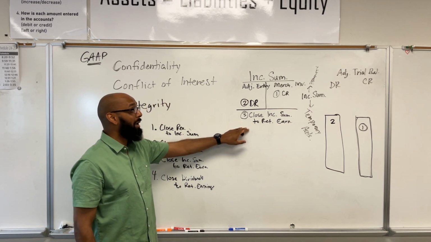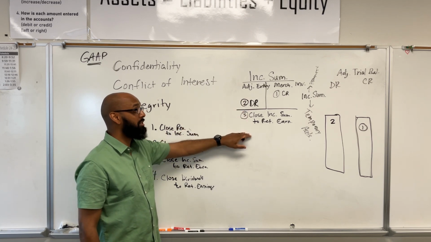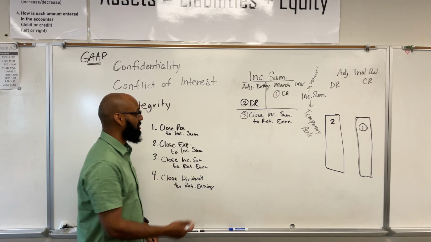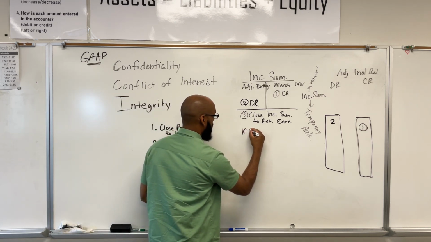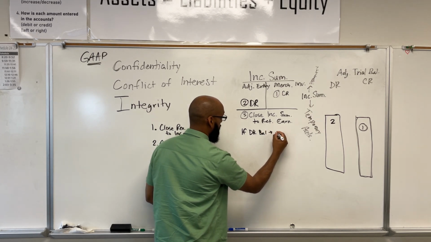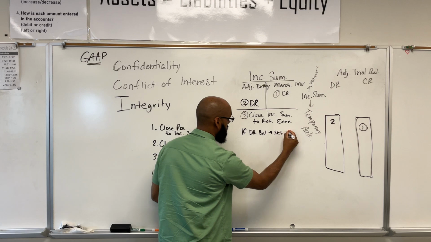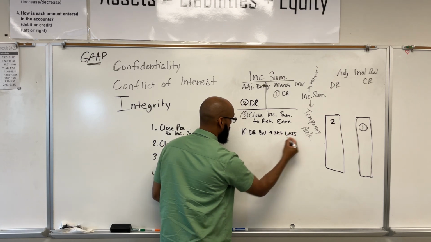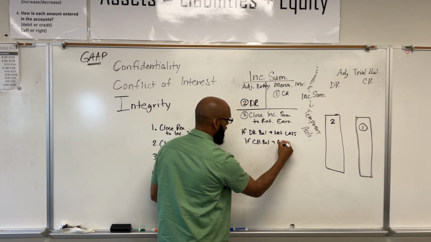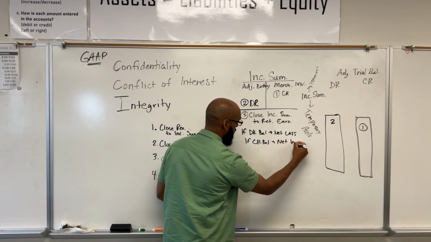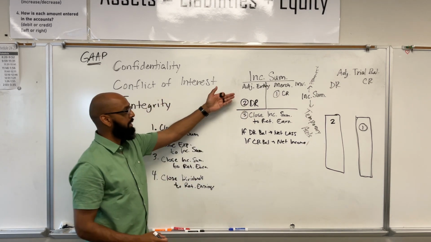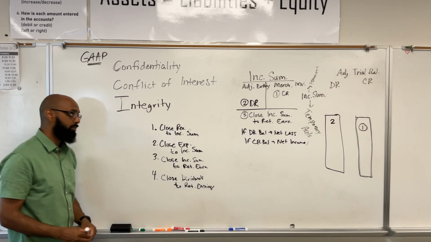If you have a debit balance after these first two closing journal entries, that would indicate to you that you had a net loss. If a credit balance, that would indicate to you that you have a net income for the period, because essentially what this is showing is your revenue minus your expenses.